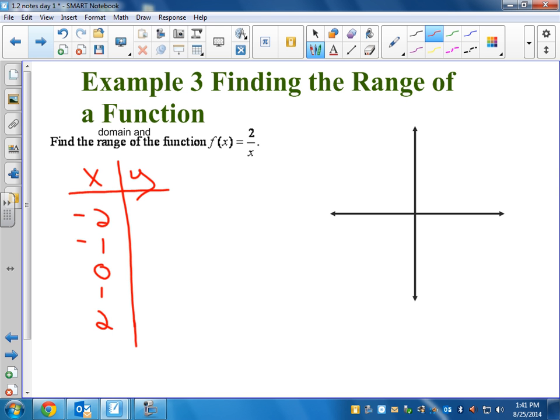So what happens? When I plug negative 2 in here, 2 over negative 2, negative 1. When I plug negative 1 in there, negative 2. When I plug 0 in there, you divide by 0, your calculator says error, error, error.